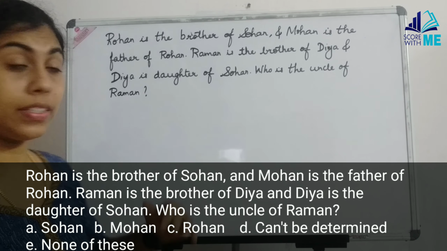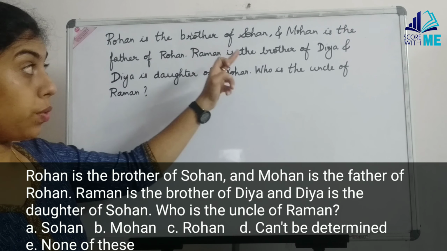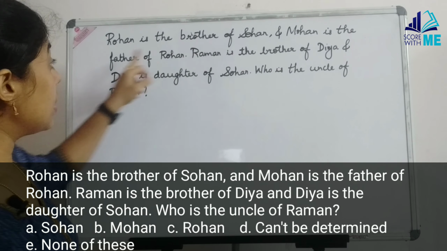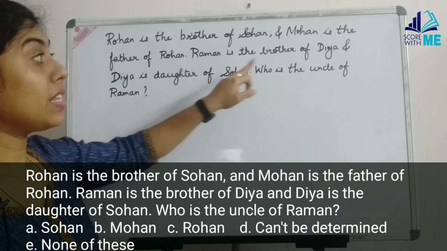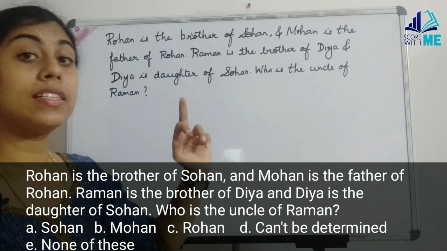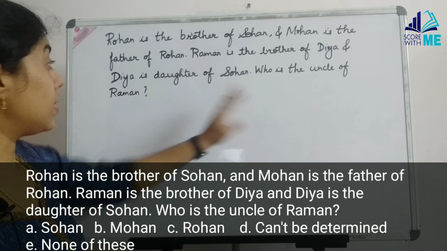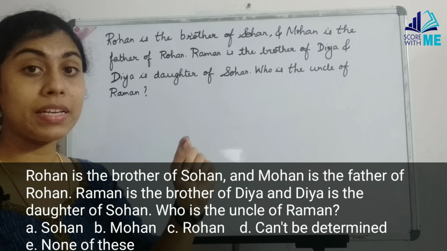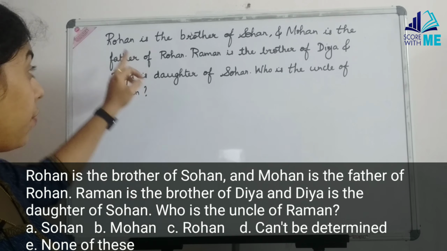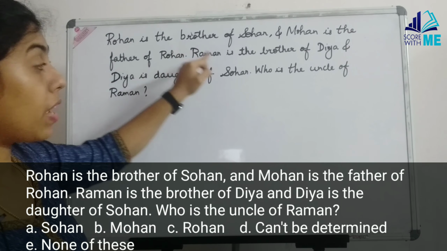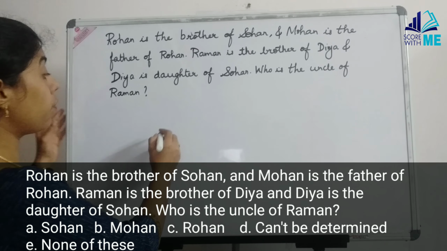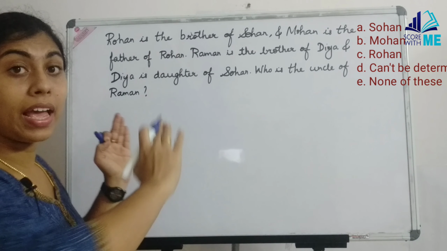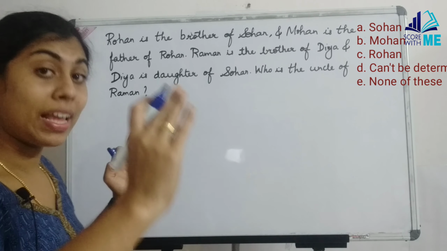Getting into the next question. Rohan is the brother of Sohan and Mohan is the father of Rohan. Raman is the brother of Diya and Diya is the daughter of Sohan. Who is the uncle of Raman? So as we know, we need to start statement by statement. So let us start with the first statement. Rohan is the brother of Sohan. So we are telling about Rohan and Sohan. They are the brothers. So they belong to the same generation.